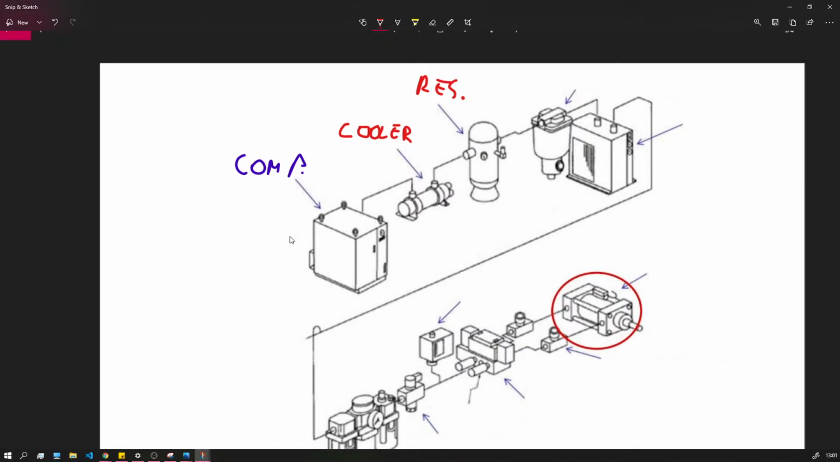So if we use the piston type compressor, the compressor is not producing constantly. It's producing every cycle that's going up. So when the piston is moving down, it's not compressing air, not producing air.